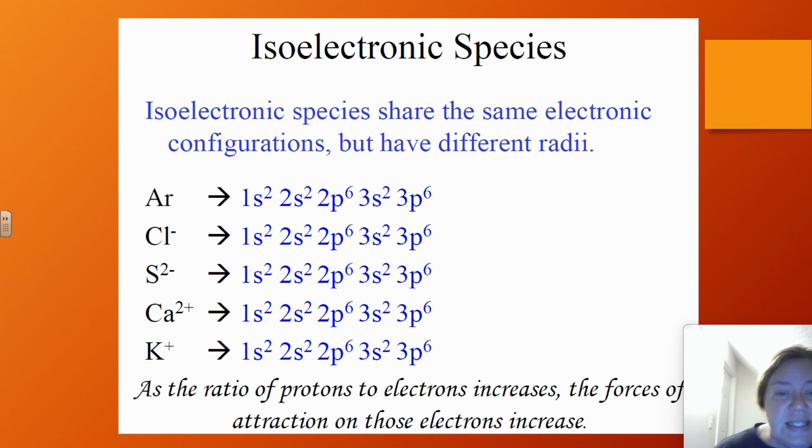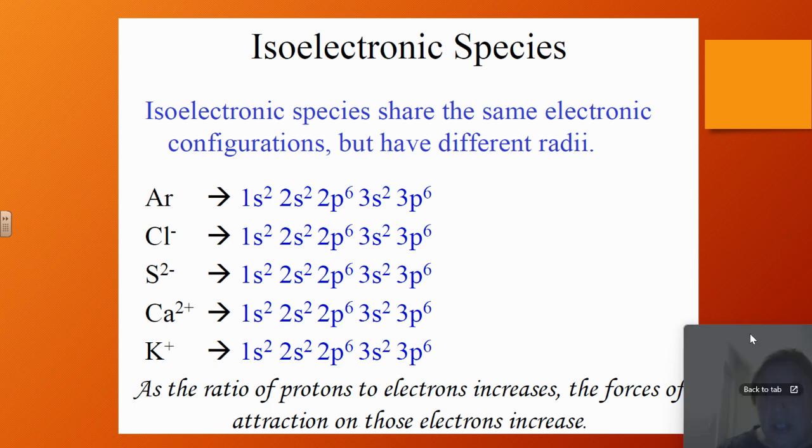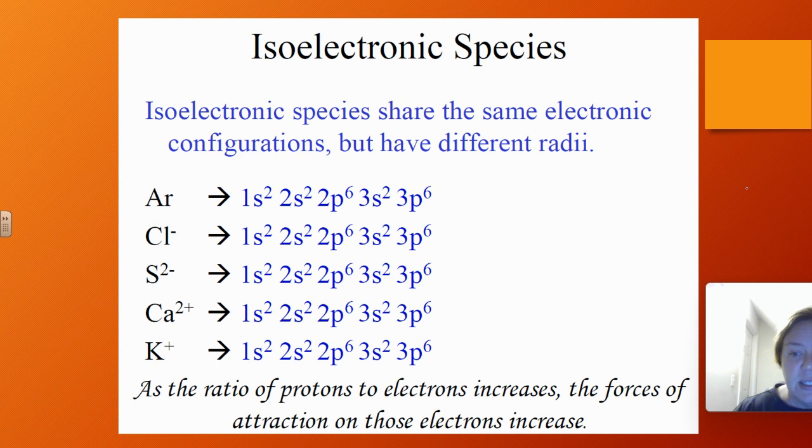But notice all of these have this exact same electron configuration, but some of them are ions. And it's simply because these elements have either gained or lost electrons and ended up being the same electron configuration as argon in this case. So if you see down there at the bottom, as the ratio of the protons to electrons increases, the forces of attraction on those electrons increase. And so when we lose electrons, then actually we have greater stability. So the ions are trying to seek this stability.